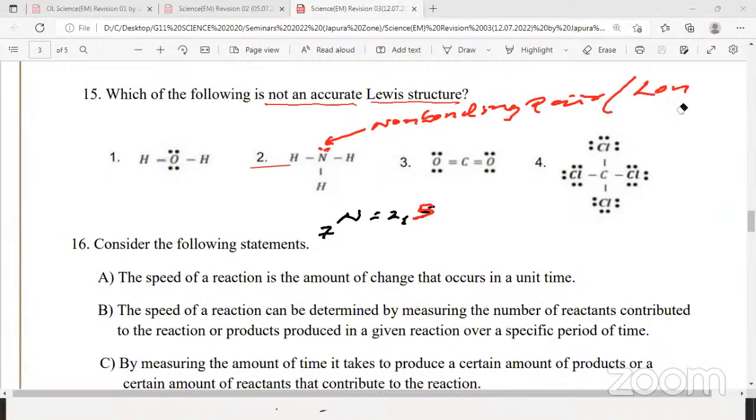What does lone pair mean? Non-bonding pair. They have not participated in the bond formation. Remember, only the valence electrons participate in the bond formation. Valence electrons means electrons found in the valence shell, or electrons found in the outermost shell, or electrons found in the last energy level. Valency depends on the valence electrons, and only valence electrons participate in the bond formation.